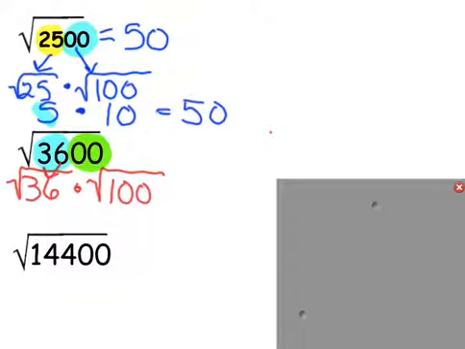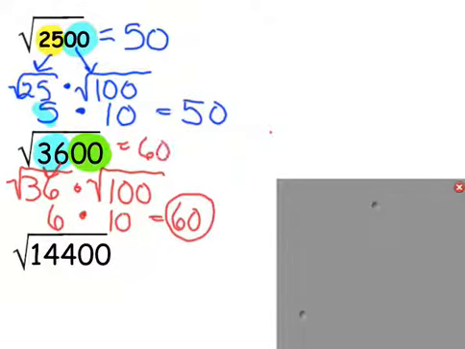So the square root of 36 is just a 6 times the square root of 100 is 10. So 6 times 10 is 60. So the square root of 3,600 is 60.